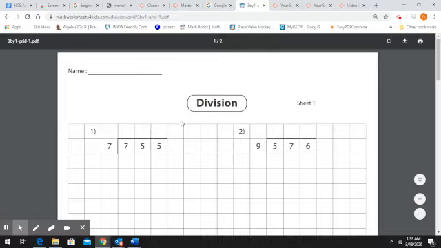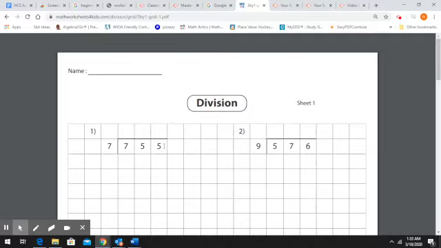Today we're going to work on division. Before we do that, I want to review the parts of a division problem. 755 is what you call your dividend, and 7 is what you call your divisor. Your dividend tells you how much you have, and your divisor tells you how many groups you need to have. And the answer is called the quotient.